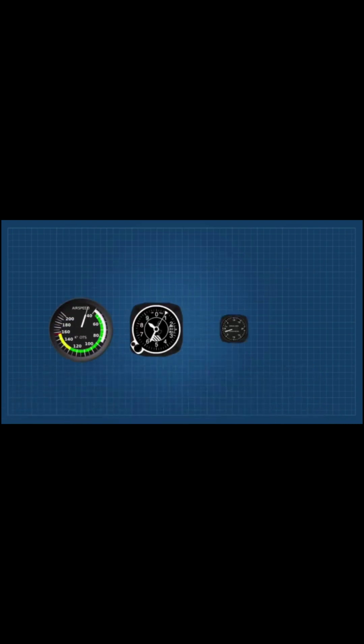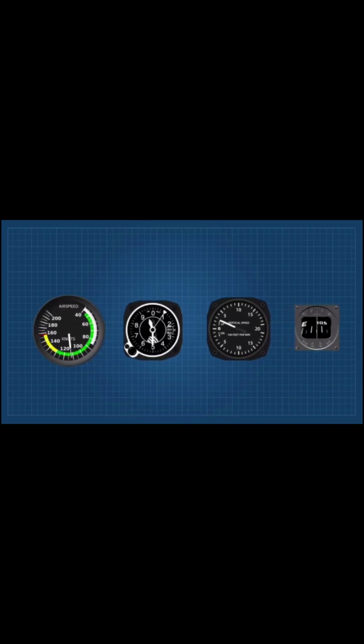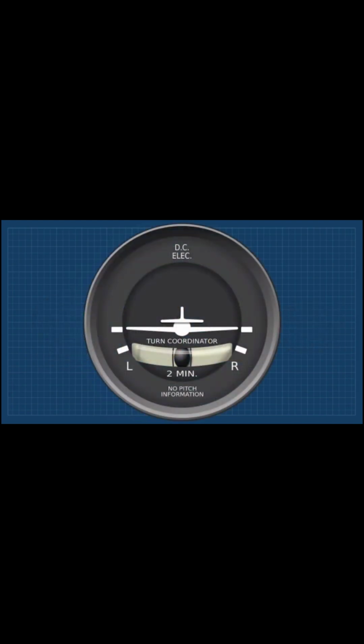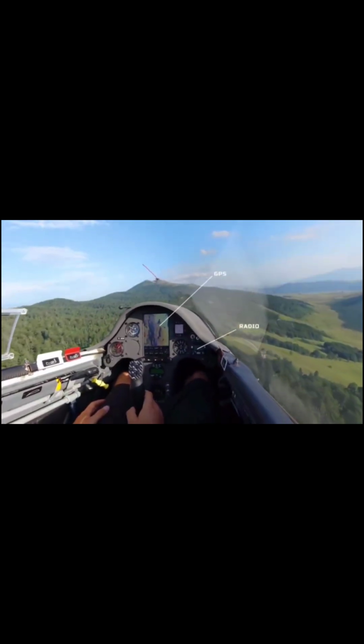Flight instruments. Gliders are equipped with the basic instruments that can be found on any other aircraft, except for the flight instruments associated with the use of an engine. The most used and necessary instruments are the anemometer, altimeter, variometer, and compass. You can also find a turn coordinator, sometimes an accelerometer, and tools like a radio and a GPS.